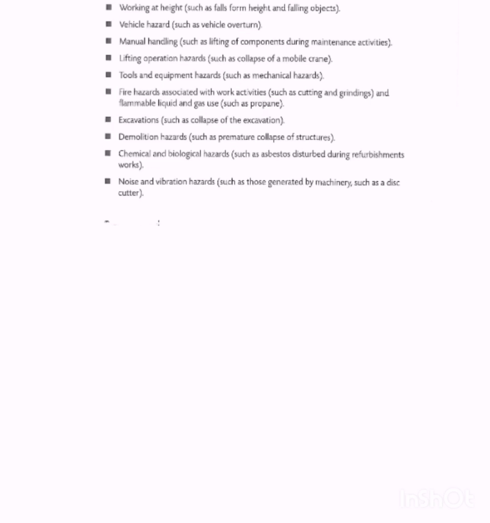Then what are the main hazards that sometimes happen when they are doing temporary work? The hazards associated with temporary work will vary depending on the nature of the work, but they include the following. Hazards associated with the working environment, such as extreme outdoor temperature. Then also hazards associated with safe movement through the temporary working sites, such as slip, trip, and fall. Then working at height, such as falls from height and falling objects on someone.